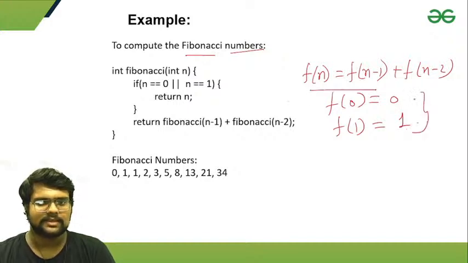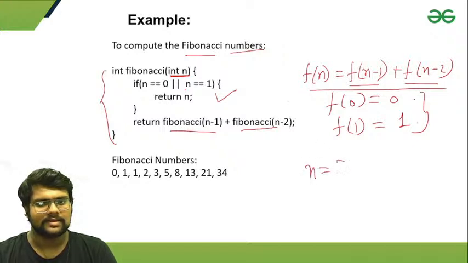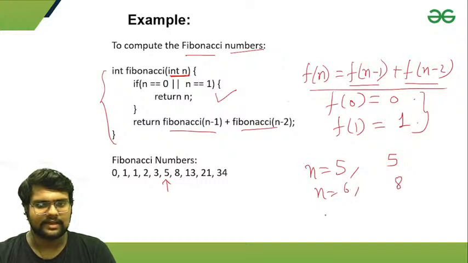Once we know the recurrence relation, writing the code for this is very easy. We just have to write the method in which we mention these base conditions, and then write the recurrence relation that is written here. This code will generate the Fibonacci numbers. When we give n equal to 5, it will give 5. When we give n equal to 6, it will give 8. When we give n equal to 7, it will give 13.